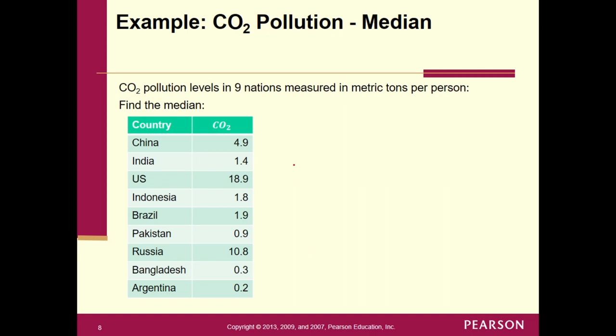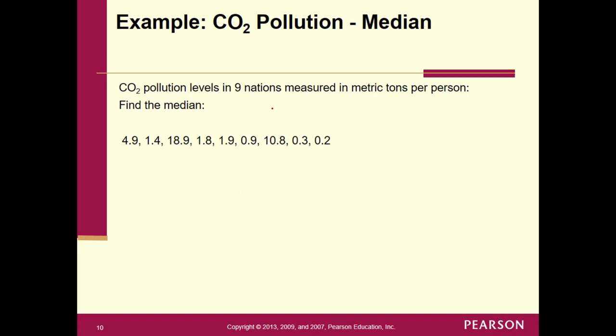All right, so we have our 9 nations. The problem is, if we're going to calculate the median, we can't use the data the way it stands right now. Why? Because we did not rank them. We didn't order them from smallest to largest. So when we calculate the median, we have to remember to order the data set.